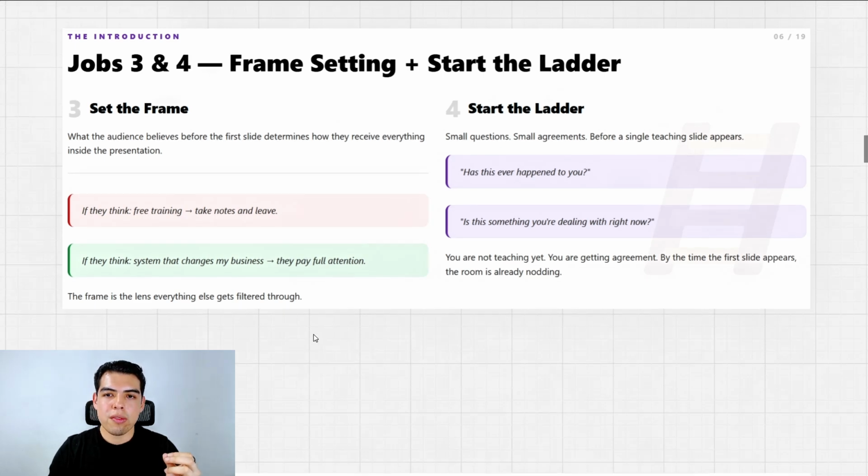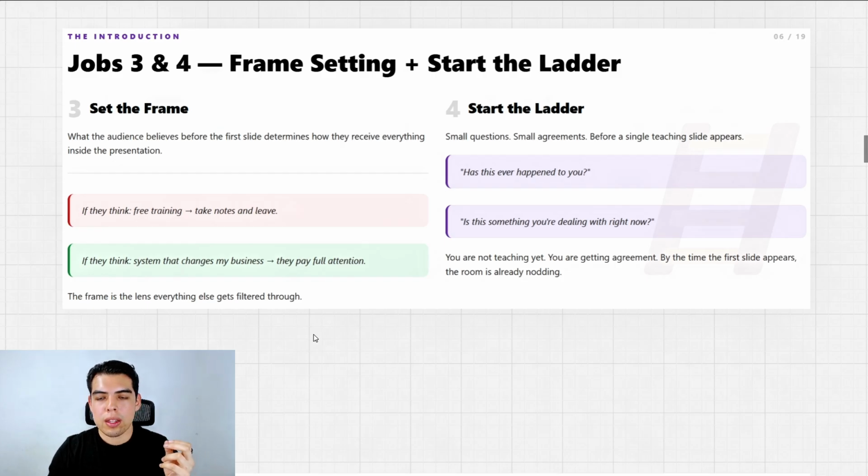What the audience believes before the presentation determines how they will receive everything inside of it. If they think they're watching a free training, they're gonna take notes and leave. If they understand they're looking at a system that could change the economics of their business, they will pay attention. The frame you set in the introduction is the lens that everything else gets filtered through.